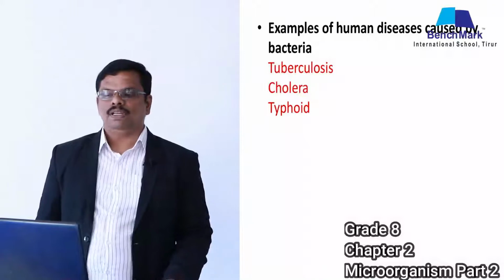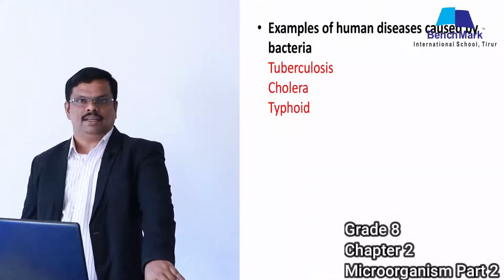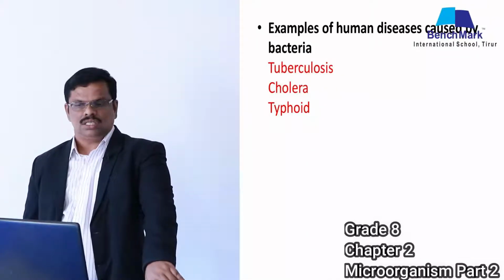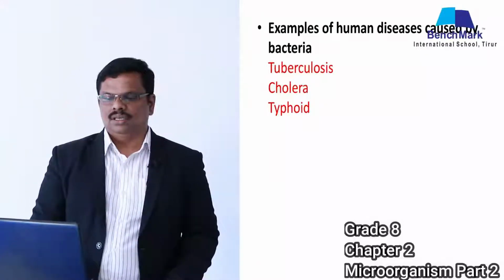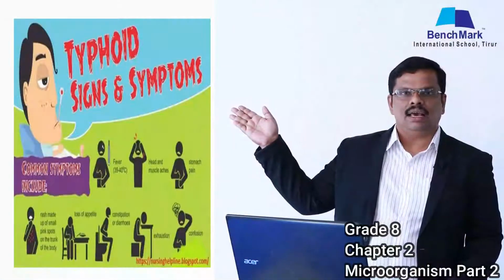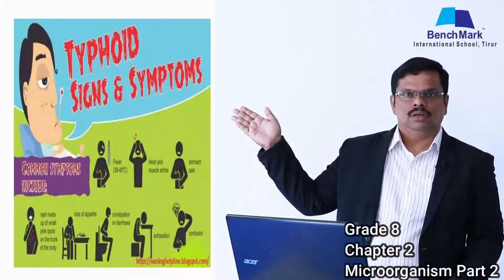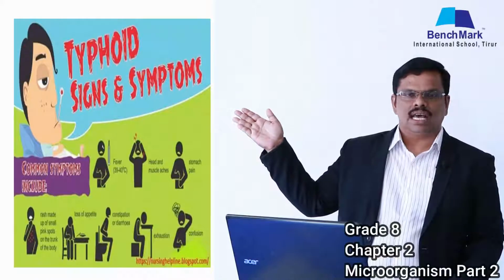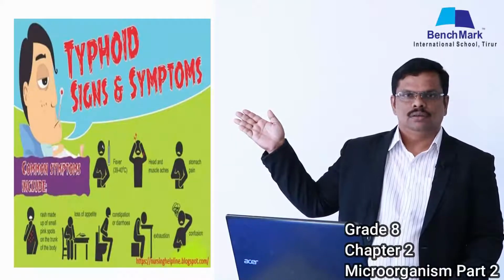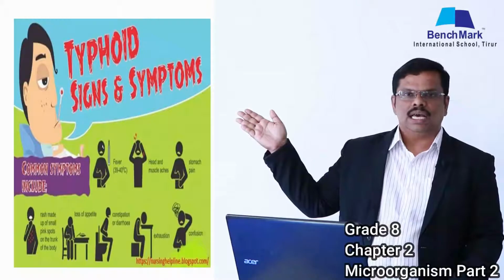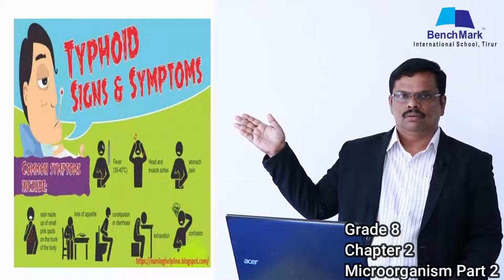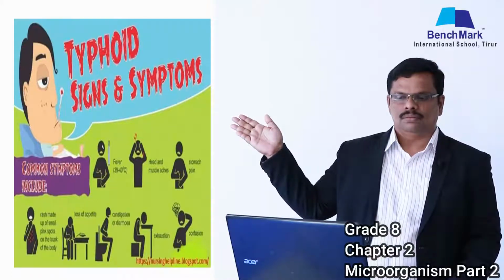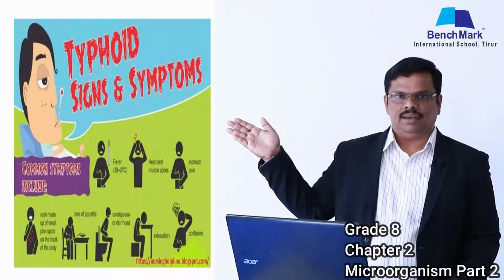And examples of some human diseases caused by bacteria are tuberculosis, cholera, typhoid. Let me repeat it again. Now, look at this slide. It is typhoid. The slide is showing typhoid. See how the signs and symptoms, you can easily look on the slide and understand. I hope you have seen it.